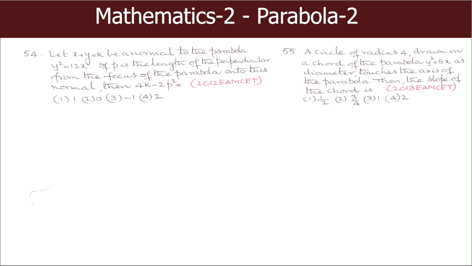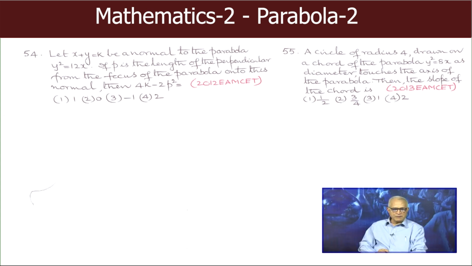X plus y equal to k is another normal to the parabola y square equal to 12x. If p is the length of the perpendicular from the focus of the parabola onto this normal, then what is the value of 4k minus 2p square?